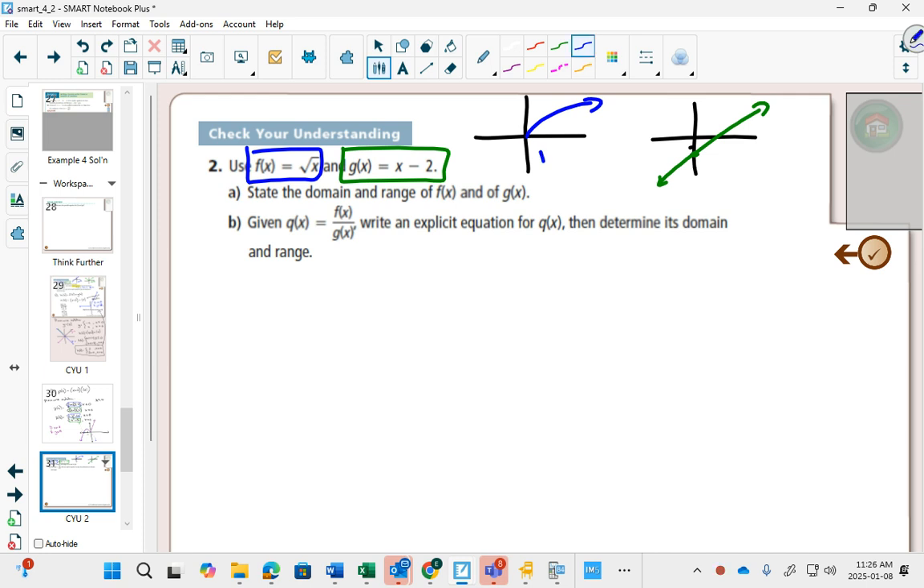Well, the blue one, domain is everything. No, wait a second. The blue one, the domain is bigger than or equal to 0. The range is bigger than or equal to 0. And for the green one, the domain is everything. And the range is everything.